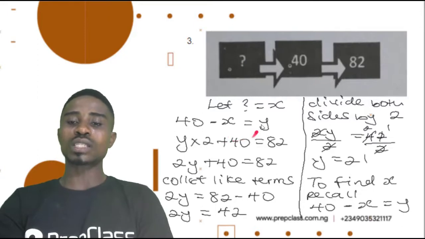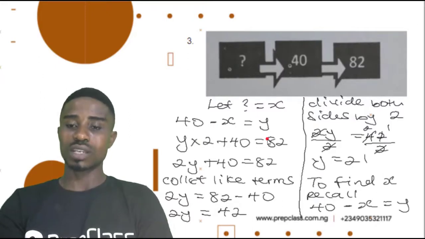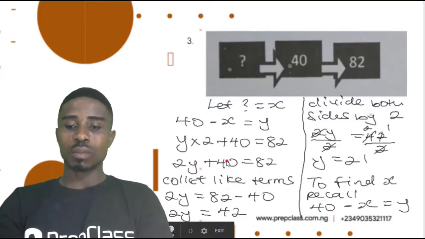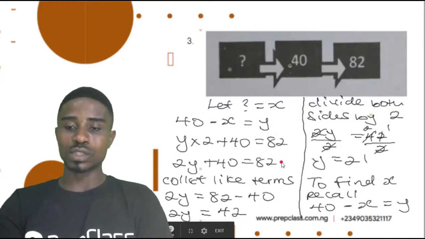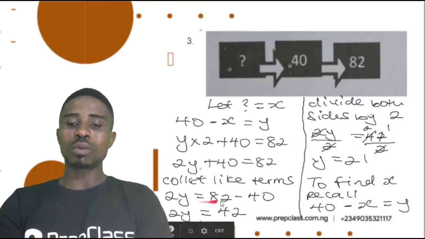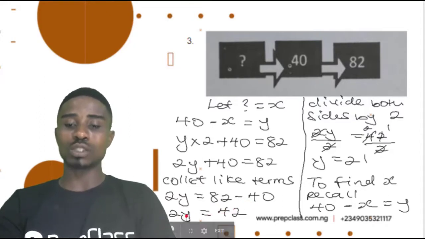So we also know that the answer here, which is y, times 2 plus 40 will give us 82. So y times 2 will give us 2y plus 40 equal to 82. We collect like terms. Plus 40 will cross the equality sign to become minus 40 because it's a constant like 82. So 2y will be equal to 82 minus 40, which will give us 42. So how do we get y? We divide both sides by 2. 2y over 2, 42 over 2. 2 will cancel 2 to give us y. 42 over 2 will be equal to 21.